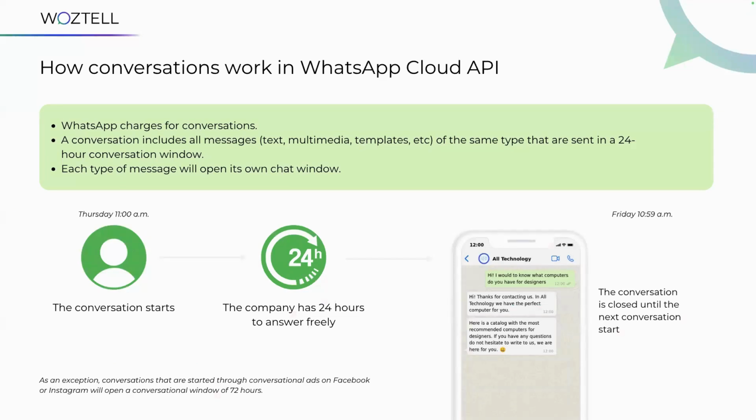So how does the WhatsApp Cloud API work? As I mentioned, it is so powerful, and it is a premium product. WhatsApp does charge for these services, and they charge by conversations. A conversation is a 24-hour conversation window where you can send any messages of the same type, like text or multimedia, inside that window.